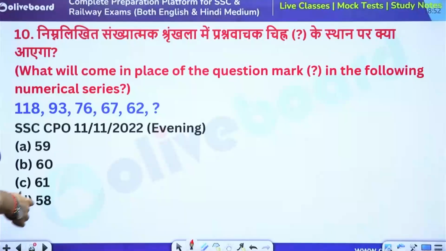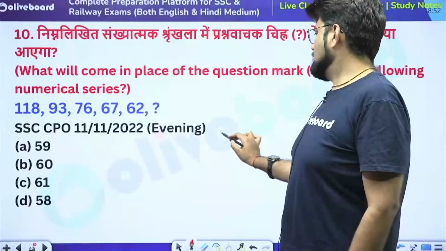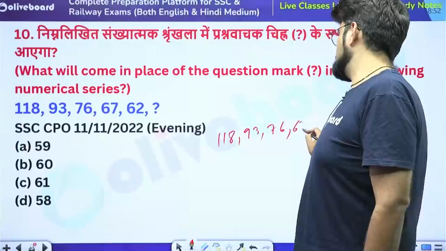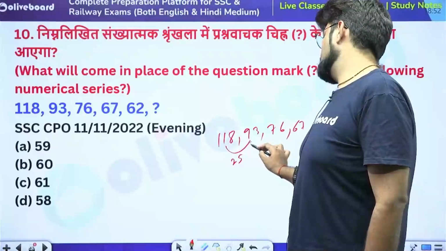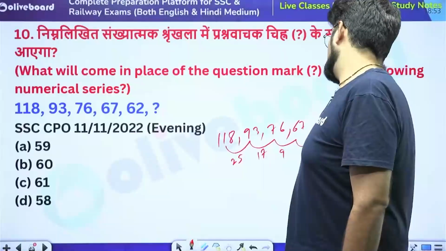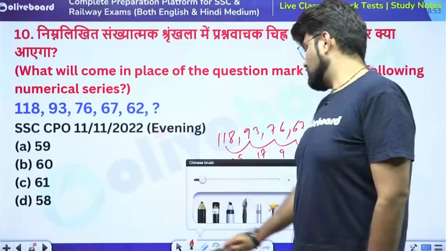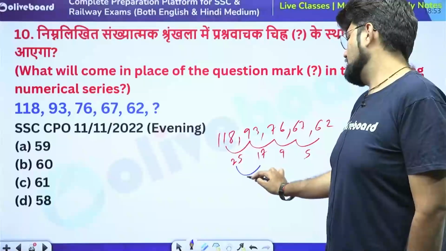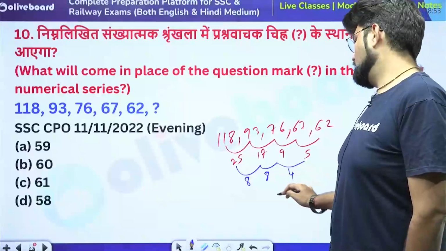Okay. Now, this might not strike immediately. So, what we need to do is we need to take the difference. So, 118, 93, 76, 67, 62. What is the difference? So, this is 25, this is 17, this is 9, and this is 5. Of course, in one go, it's not making sense. So, what do we do? We take another set of difference, double difference, difference of difference. So, we go here 8 and 8, and it breaks our heart when this happens, 4.